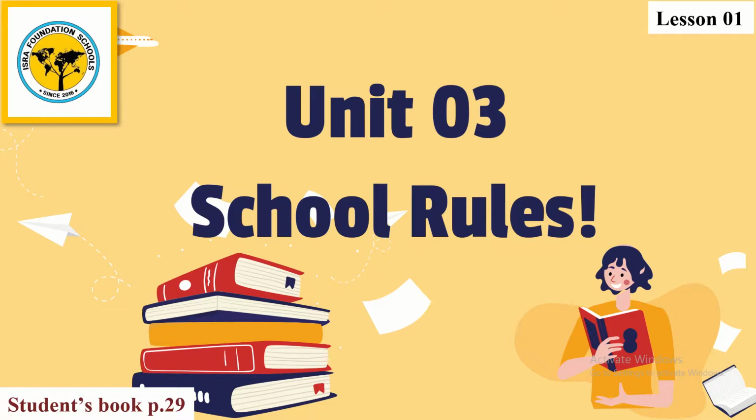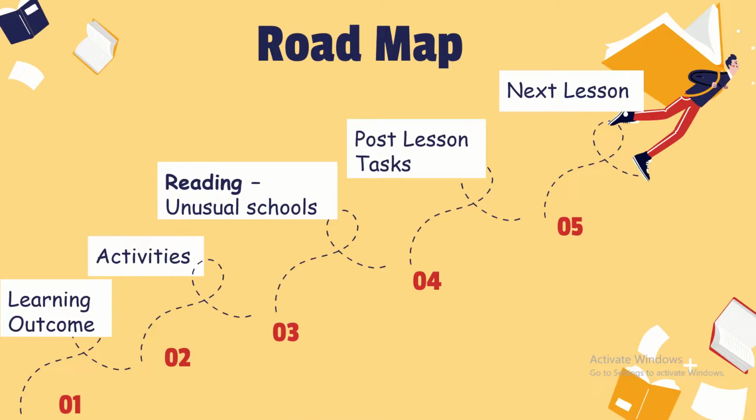In this part of the lesson, you will read about some unusual schools. Before moving on, let's look at the roadmap of this lesson. We'll see the learning outcome of this lesson. We'll see what activities we'll be doing in this lesson. You'll get to know about unusual schools by reading an article. We'll do some activities related to the article. You'll also get your post-lesson tasks. And then you'll get to know what our next lesson will be about.